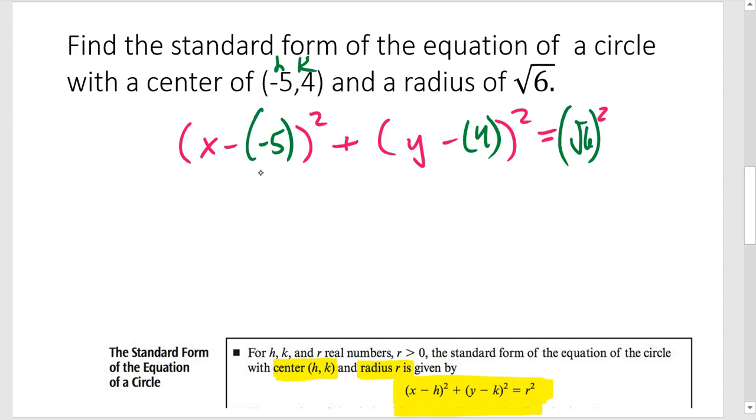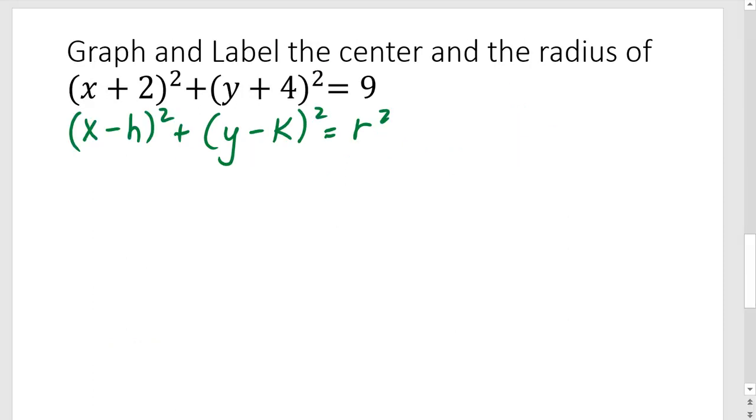And it will really help if you put parentheses as you're replacing things so you don't mess up the signs. So I end up with (x + 5)² + (y − 4)² is equal to the square root of 6 times the square root of 6, that would be 6. And that's our answer. Now we're going to graph the circle from standard form.